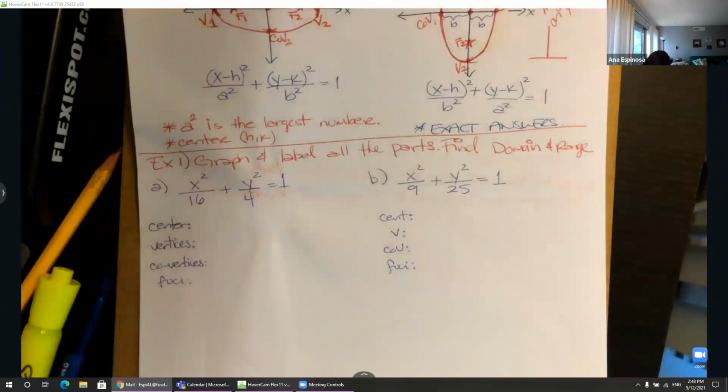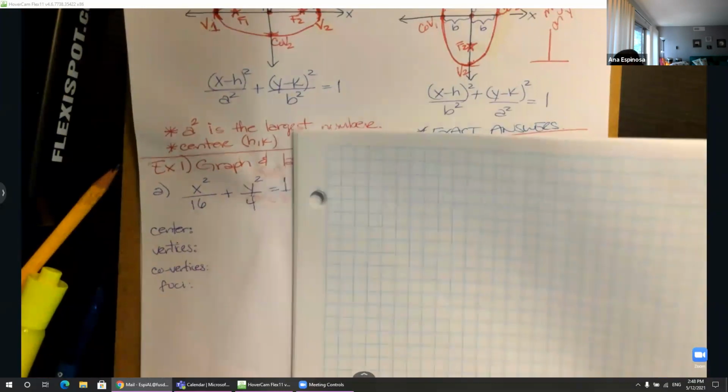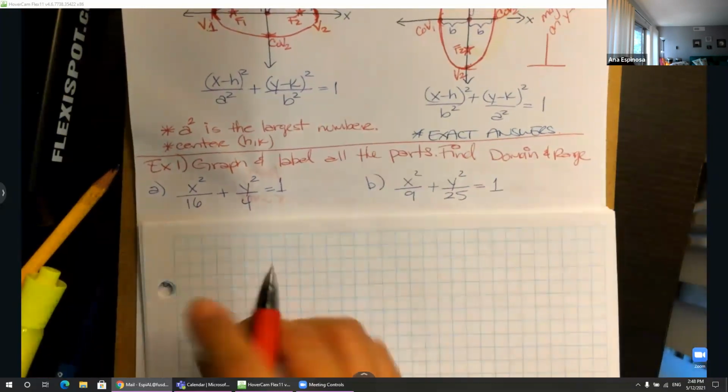I'm going to grab some graph paper because we do need it. However, this is a see-through graph paper. This is ridiculous. So sad. But I had gotten better graph paper.